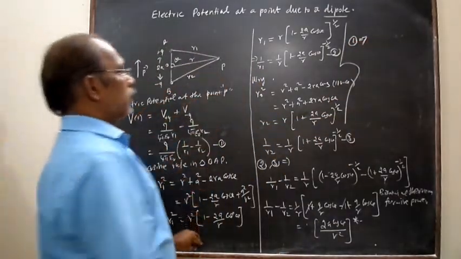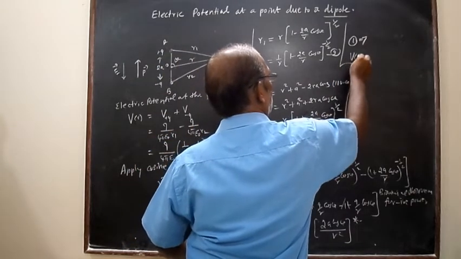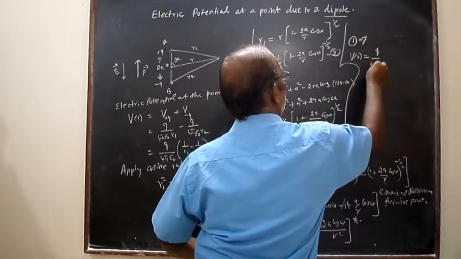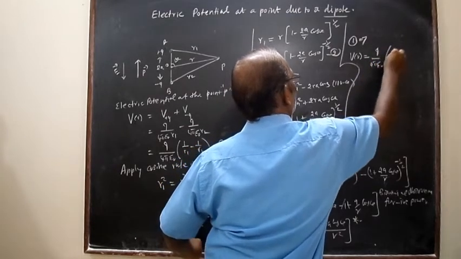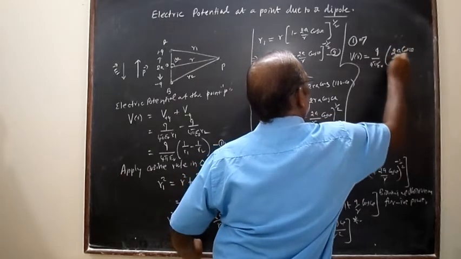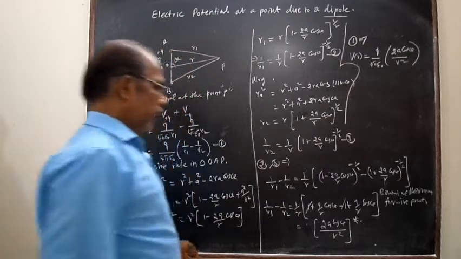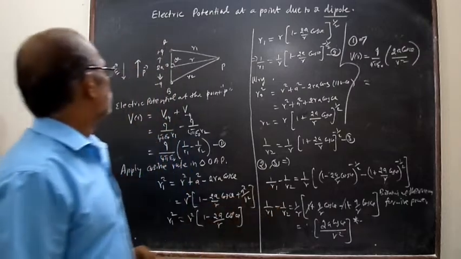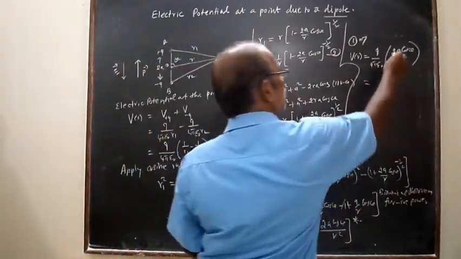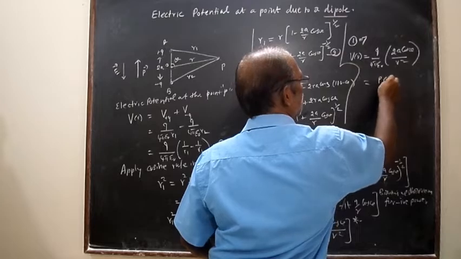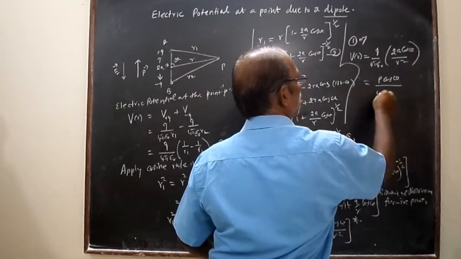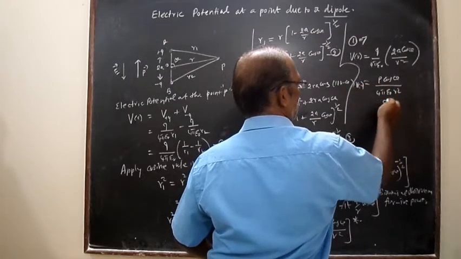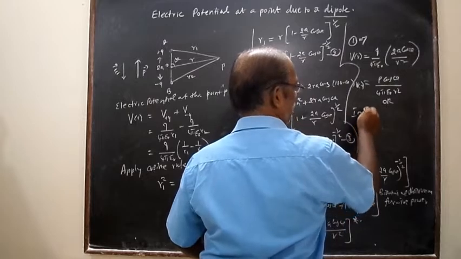So from result 1, the potential at the point P, V at the distance R, is Q by 4 pi epsilon naught into 2a cos theta by r square. Listen, 2a into q is the dipole moment p. So p cos theta by 4 pi epsilon naught r square is V of r, or in vector form.